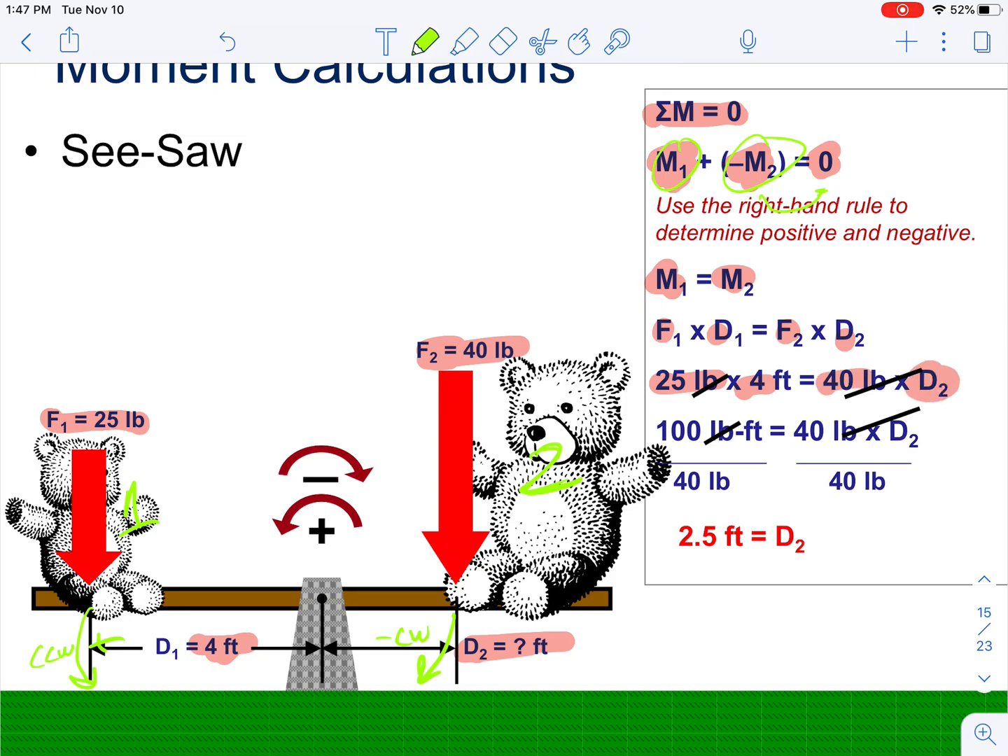Notice, not x. They didn't say x here, okay? Use the actual label. It's the distance of bear 2. And then you solve and you get 2.5 feet is how far away that bear needs to be. And that's reasonable because that bear is closer than number 1, which is reasonable because number 1 weighs less.